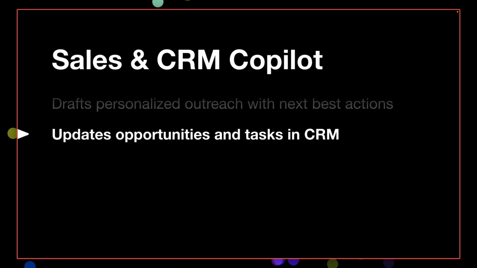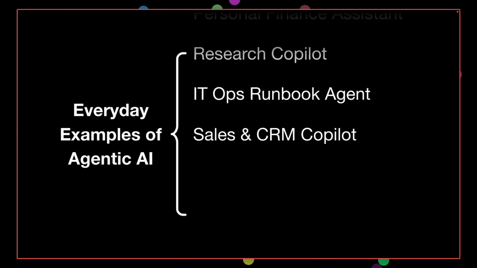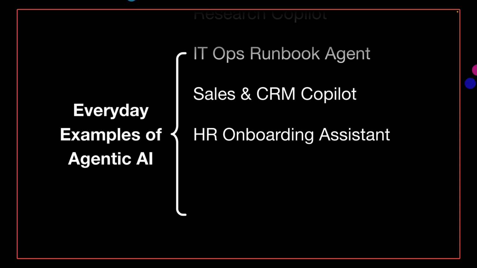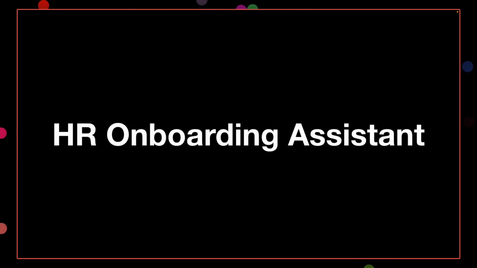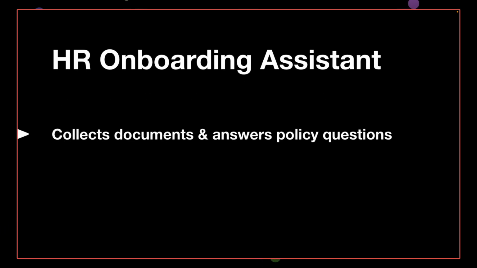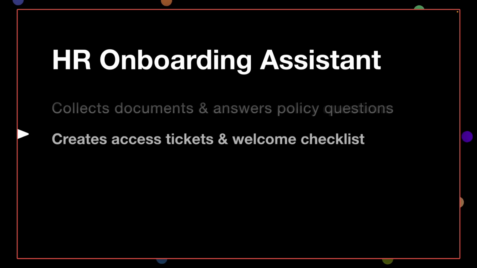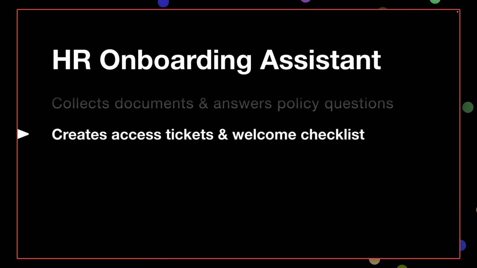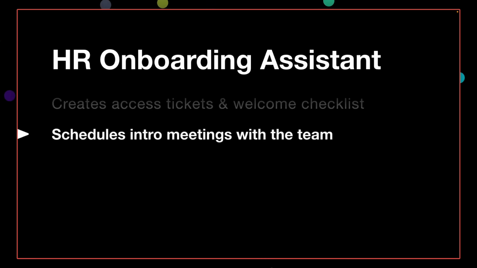Now, coming to HR, that is human resources. We can consider an example as an onboarding assistant. An onboarding assistant agent can collect the documents, answer the policy questions, and create the access ticket as well as the welcome checklist. It can also schedule the introductory meetings. It's like having a dedicated HR assistant which is available for every new employee who is going to join the company.